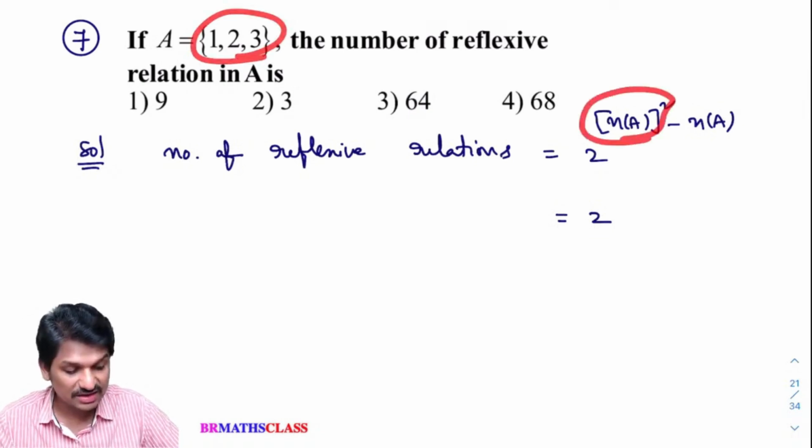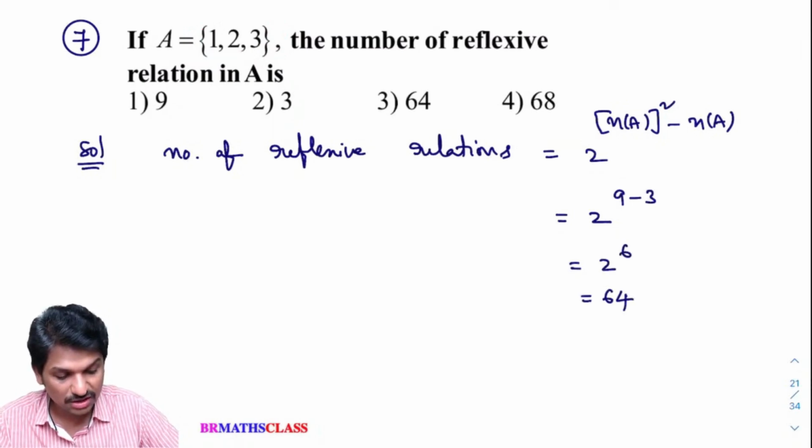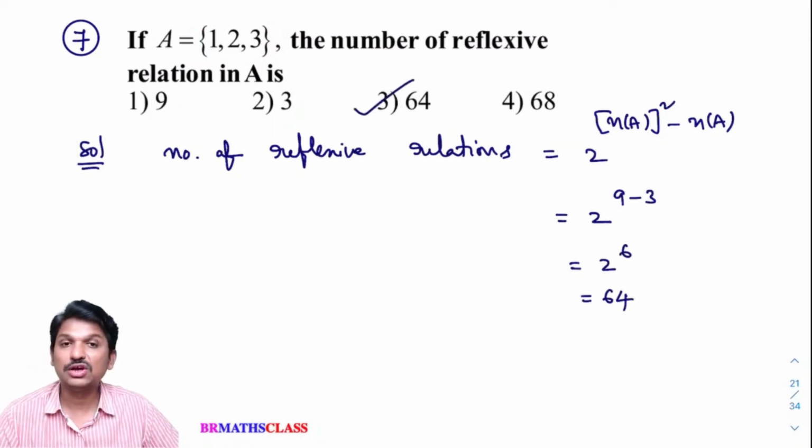3 square. 3 square is what? 3 square is 9. 9 minus 3. That is what? 2 power 6. 2 power 6 is what? 64. So you can observe here 64 option is there. So the third option is the right option.